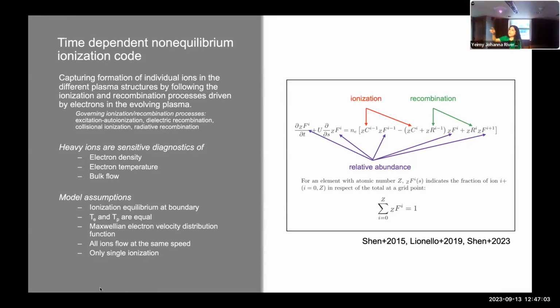And so the equation on the right is what drives the formation of different ion populations in the plasma themselves. The ionization and recombination processes are sensitive to interactions with electrons, so they're highly sensitive to the electron density and to the electron temperature, but also highly sensitive to the bulk flow of the plasma. The reason for this is that the bulk flow governs how fast things are happening, or how fast plasma is evolving away from the sun, essentially.